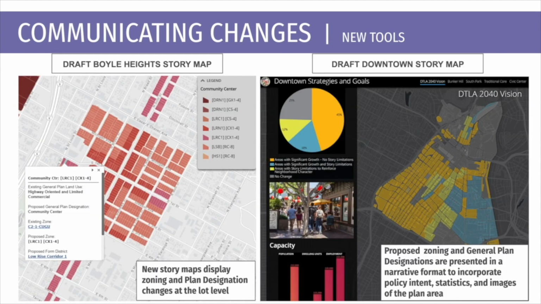Now, with the community planning app, planners can directly input zoning changes through the ArcGIS Online platform. So the database is updated in real time. Then subsequently, planners can update the story map so that decision makers and community partners can click on the map and understand the proposed changes at the parcel level.